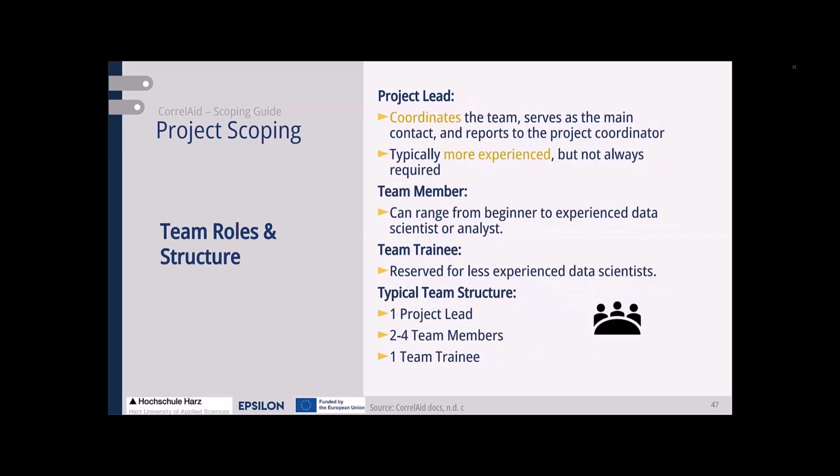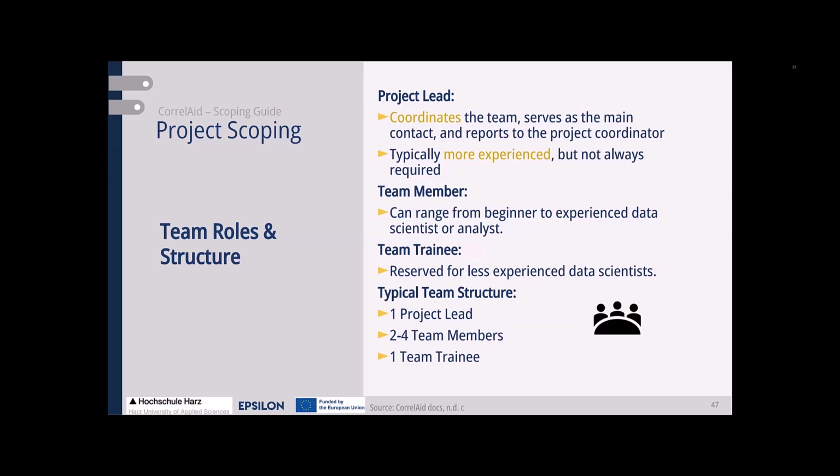And the role is also a critical issue when you scope a project. There should be one project lead that coordinates the team and is the main contact for the nonprofit organization. Typically, this is done by the more experienced data scientists. However, it is not always required. For some projects it could also be a person who wants to learn to be a coordinator, who is interested in working as a coordinator.